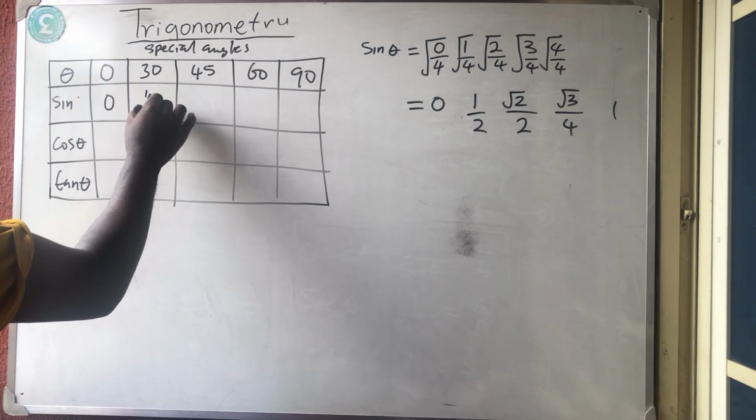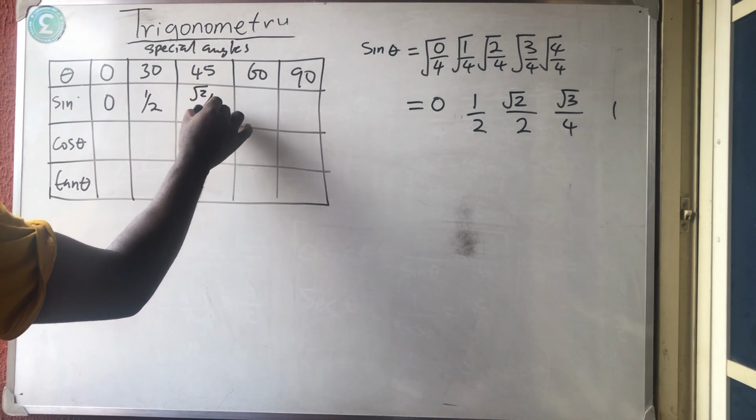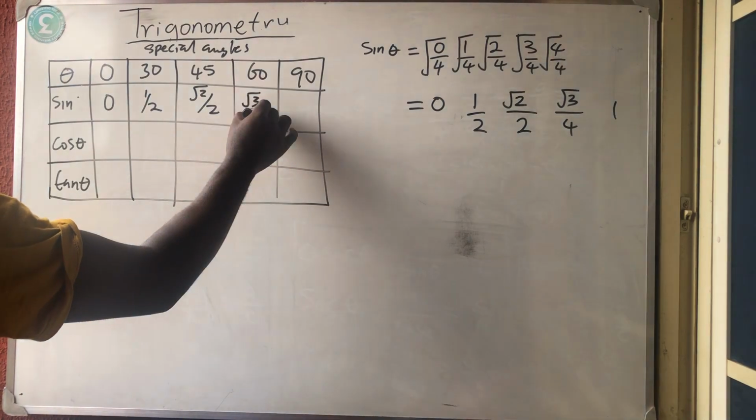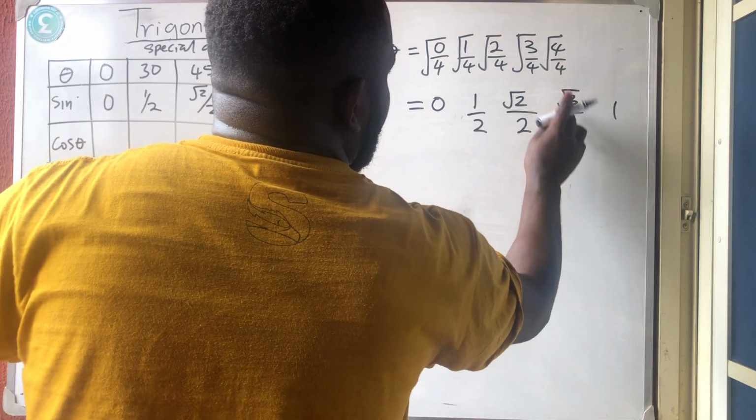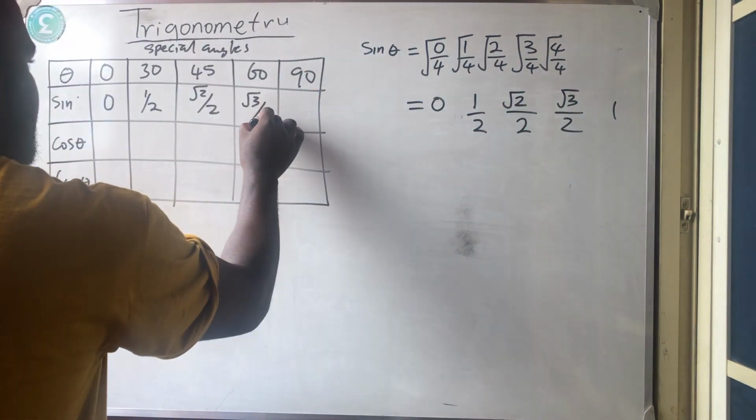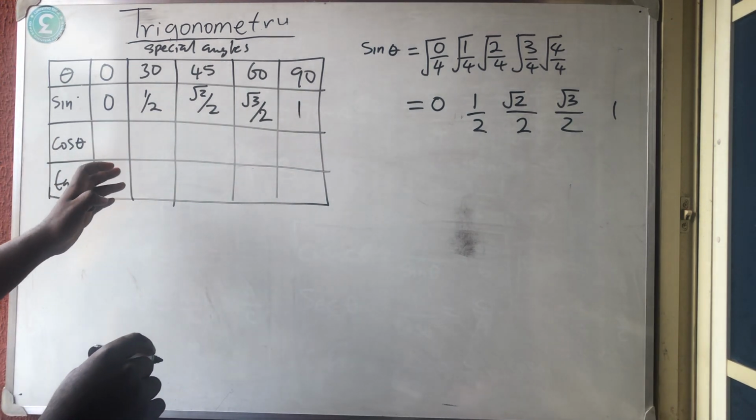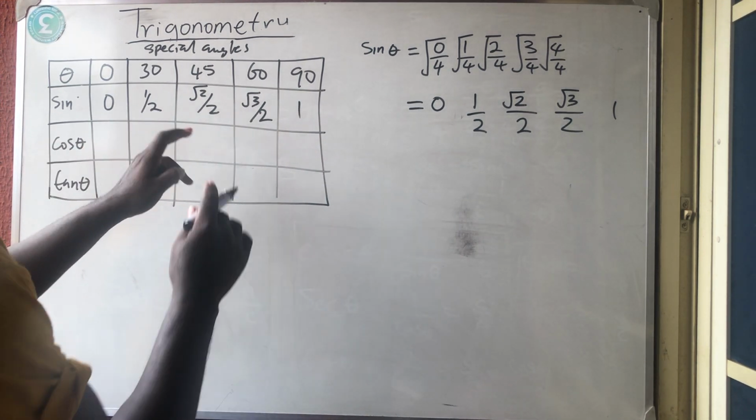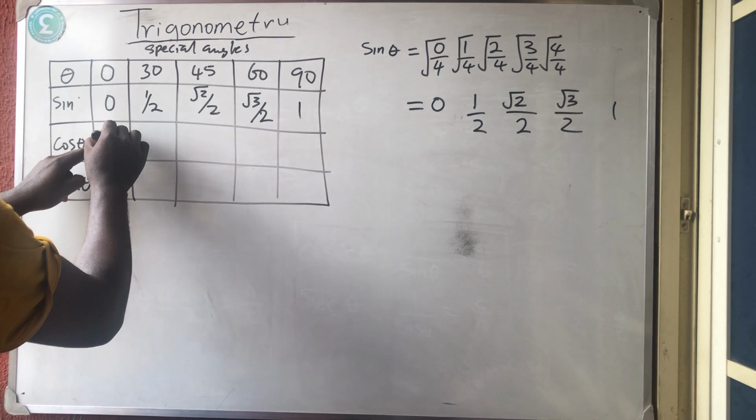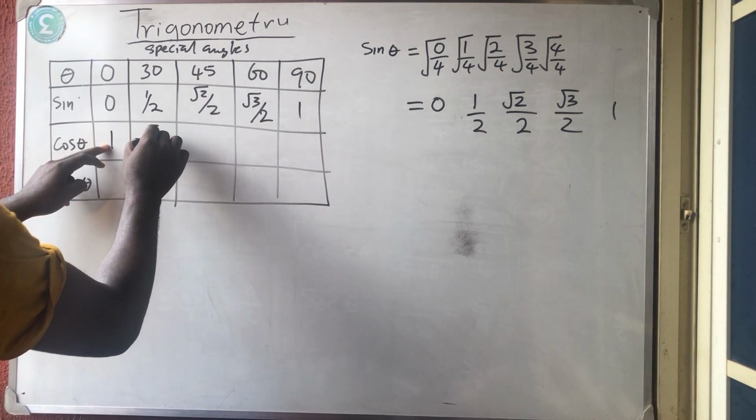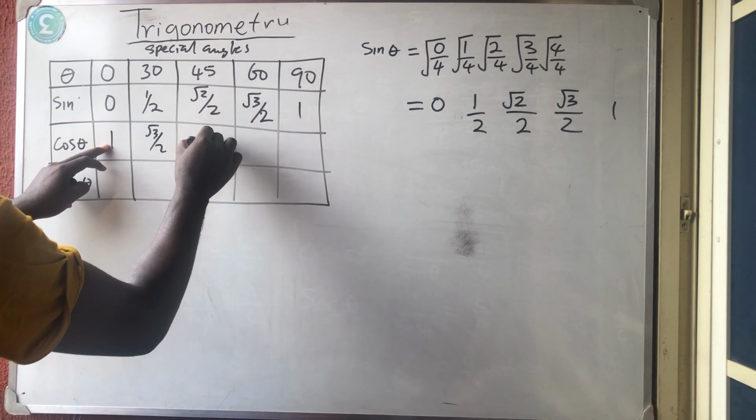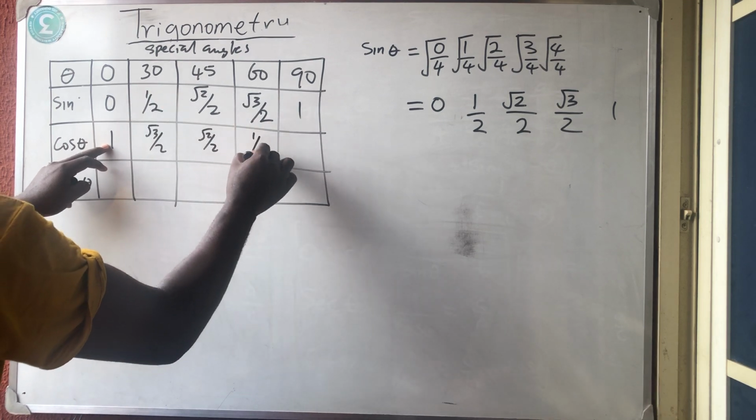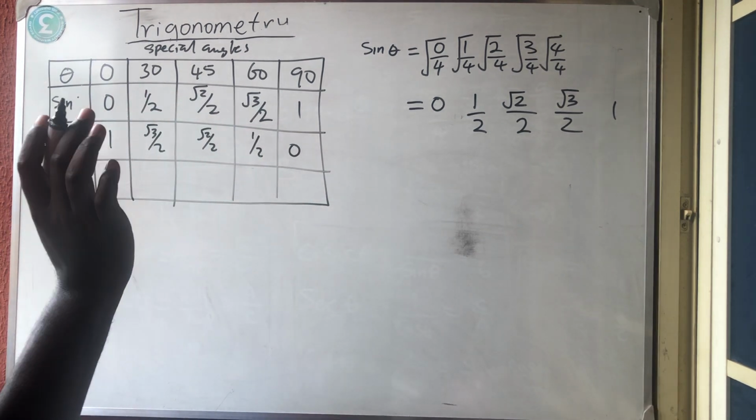0, 1 over 2, root 2 over 2, root 3 over 2, sorry. Square root of 4 is 2. Root 3 over 2 and then 1. Then, for this side, start from here. So here will be what? 1, root 3 over 2, root 2 over 2, 1 over 2, and 0. You see, it's very simple to get.